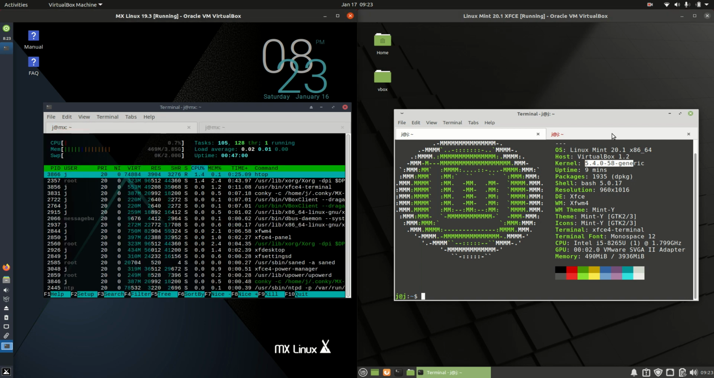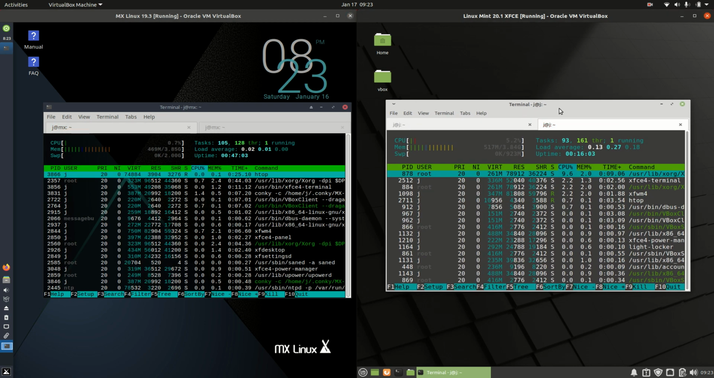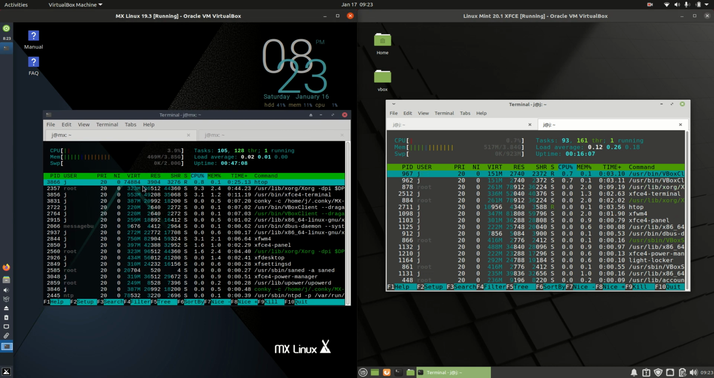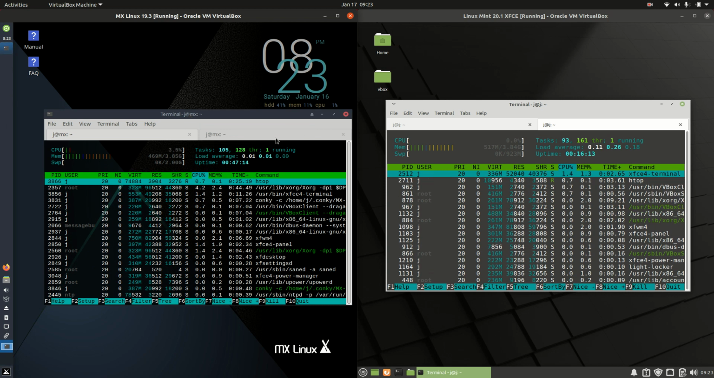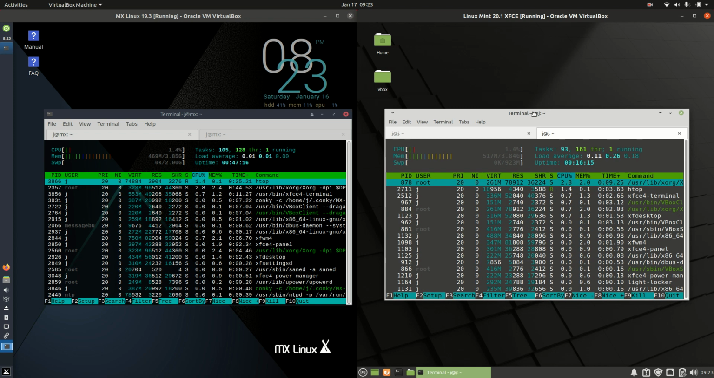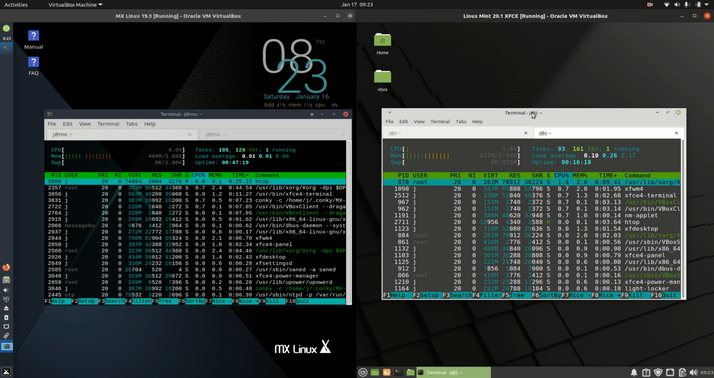If we were to move across to the CPU and RAM usage, particularly the RAM, straight off the bat, we're running at about 470 megabytes of RAM for MX Linux. Nothing really loaded in the background, except of course for the operating system. And then on the right hand side, we have Linux Mint 20.1 running on about 520 megabytes of RAM.